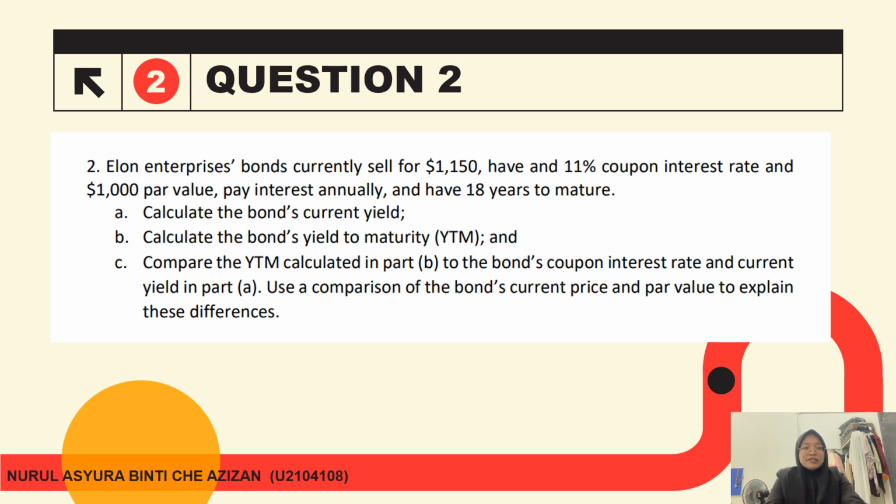Elon Enterprise bonds currently sell for $1,150, have a 10% coupon interest rate, and the par value is $1,000. They pay interest annually and have 18 years to mature. Alright, so we're moving on to question A.